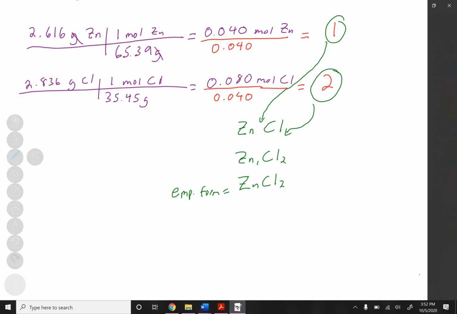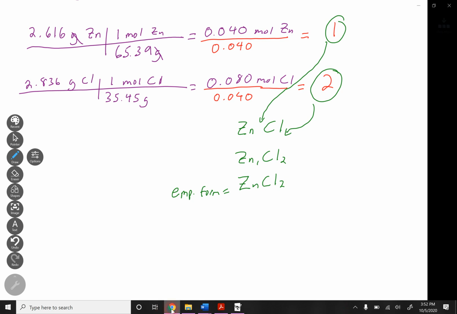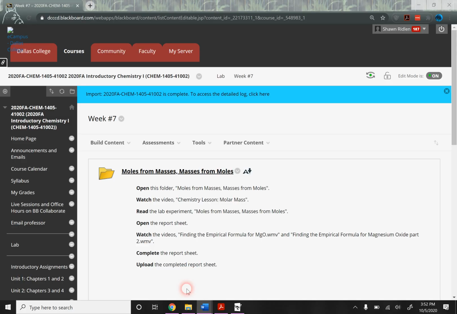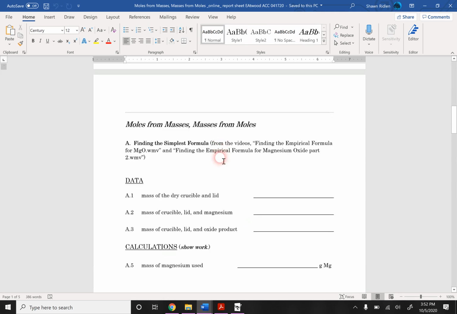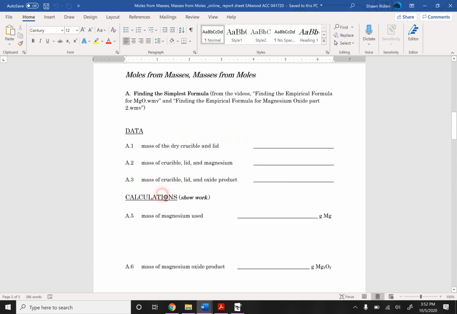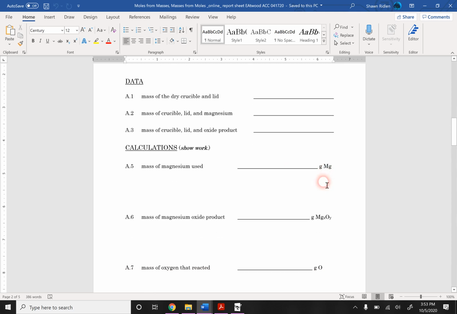So let's go back to our lab, and I want to show you a couple of things about the way they wrote this lab up that might be a little bit confusing. The first part you should have no trouble with. Then this is where you'll fill in the data. You'll watch the videos and say, okay, they weighed the crucible and the lid. I'll write that here. Then the mass of the crucible, the lid, and the magnesium, I'll put that here. And then the mass of the crucible, lid, and oxide product, you'll put that here.